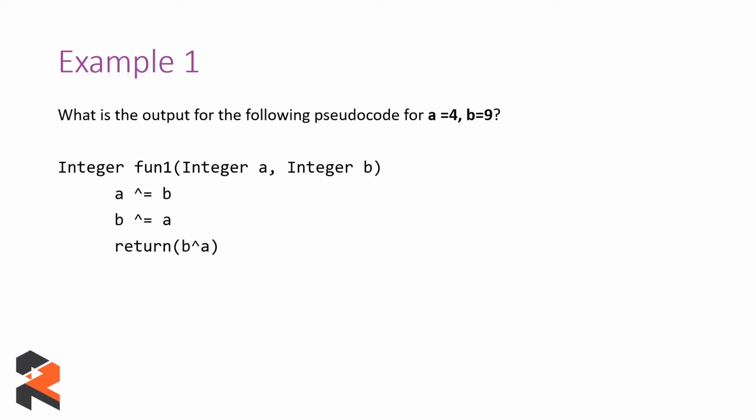Again, here syntactic sugar has been used. So if you want to elaborate the first line of code, it can be simply written as a equals to a XOR b, and the second line can be written as b equals to b XOR a. So the XOR operation is again something which comes under bit manipulation, about which we talked in the previous video.